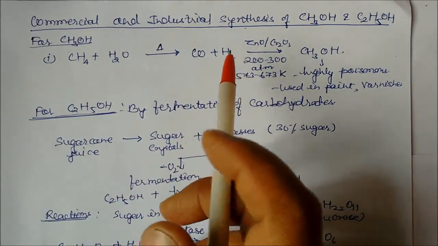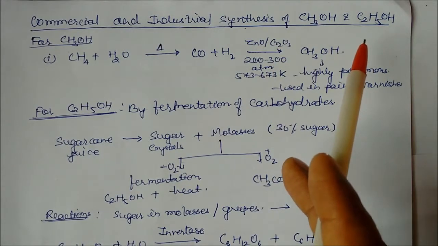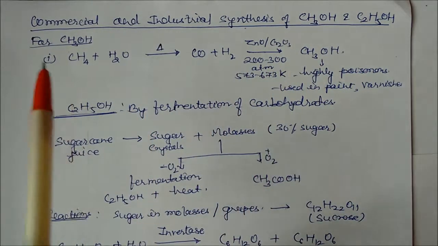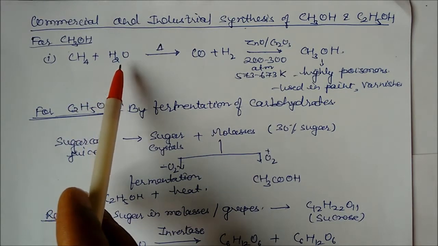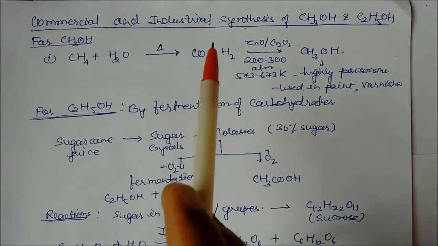Commercial and industrial synthesis of methanol and ethanol. Methanol and ethanol are good solvents for industrial as well as commercial purposes. Let us see how methanol is prepared. Methanol is prepared in the presence of steam at high heat, so first it will form the products carbon monoxide and hydrogen.